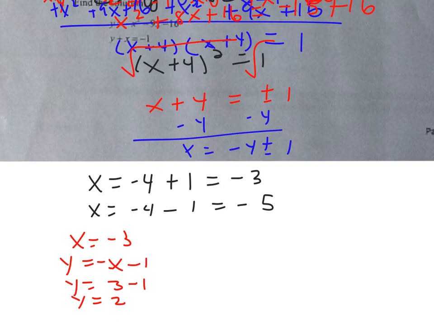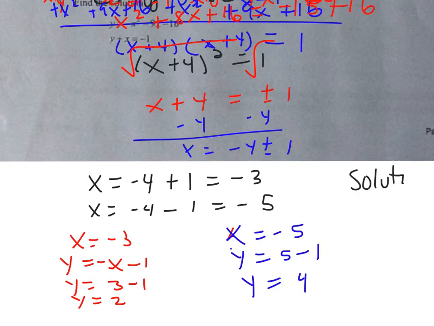And now I have to plug in negative 5 when x is equal to negative 5. So it'll be y equals 5 minus 1, so y is equal to 4. So then I put the word solution, and one solution would be negative 3, 2, and my other solution would be negative 5, 4.